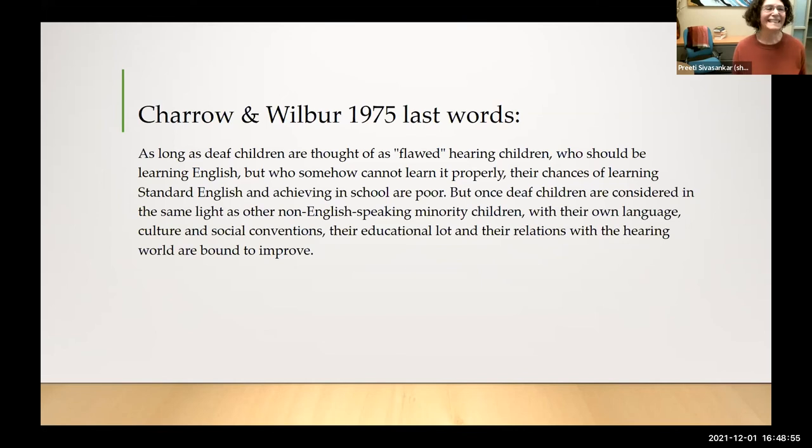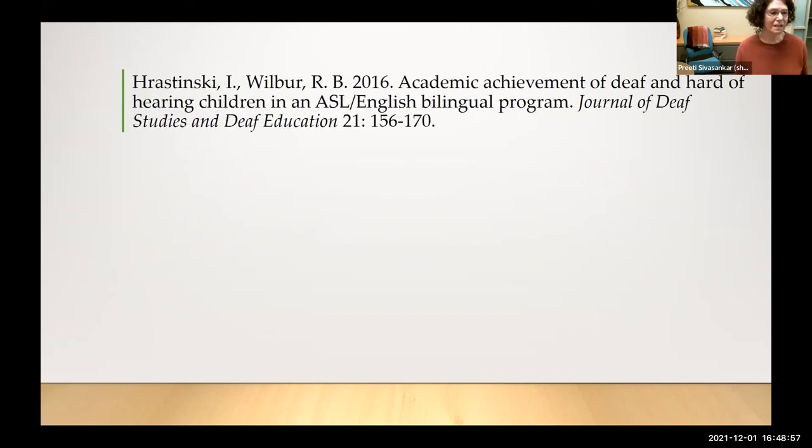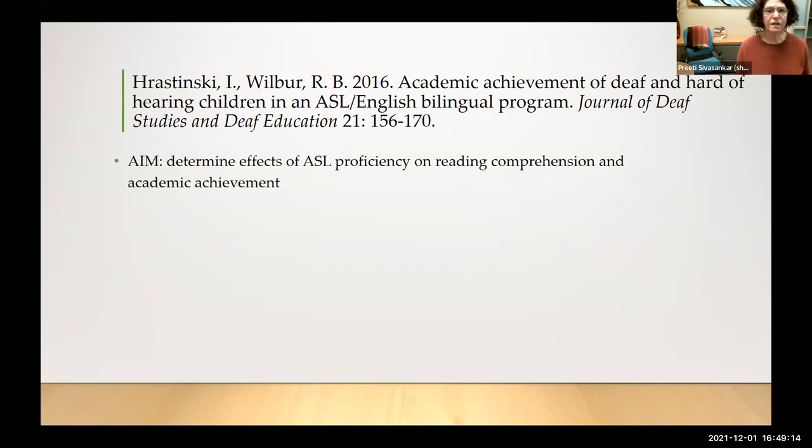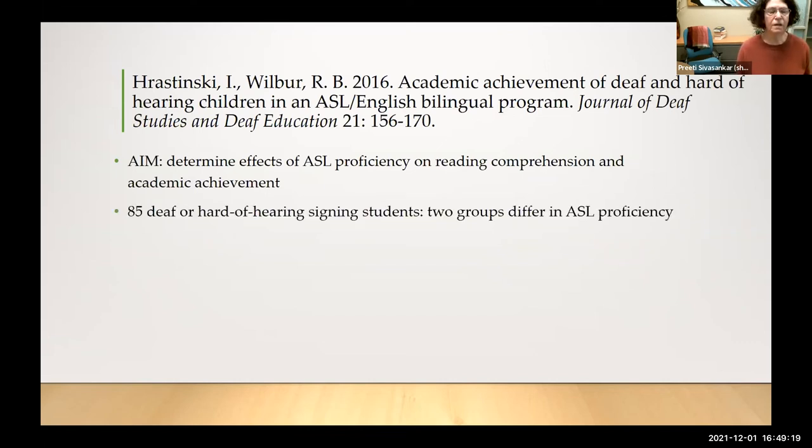So that led to a study by my doctoral student, Eva Krustinski, and myself, Academic Achievement for Deaf and Hard of Hearing Children in an ASL English Bilingual Program. The aim was to determine the effects of ASL proficiency on reading comprehension and academic achievement. We looked at the data from 85 students and divided them into two groups, high ASL proficiency and not high ASL proficiency. We looked at standardized tests, and this is important.